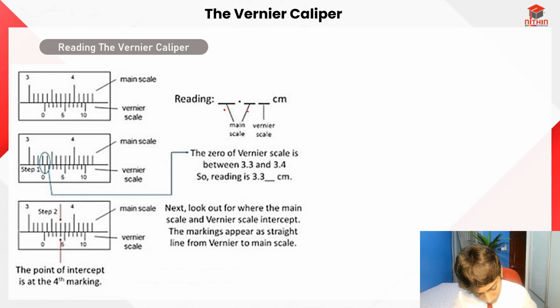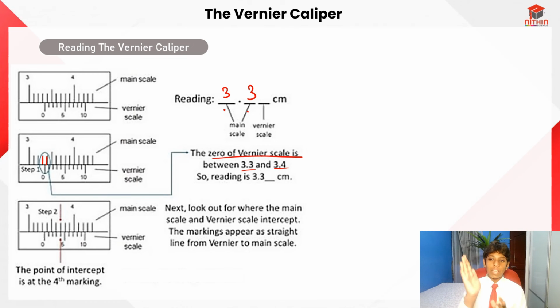Okay, so the first step, the zero of the vernier scale, is between 3.3 and 3.4. Okay, 3.3 and 3.4. So the reading starts as 3.3. Why is this so?